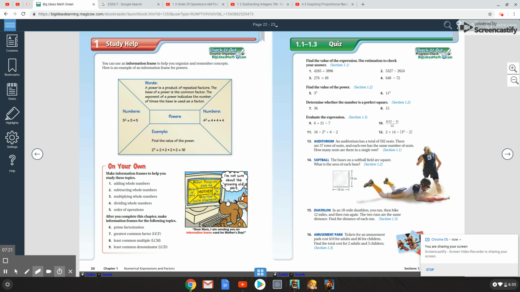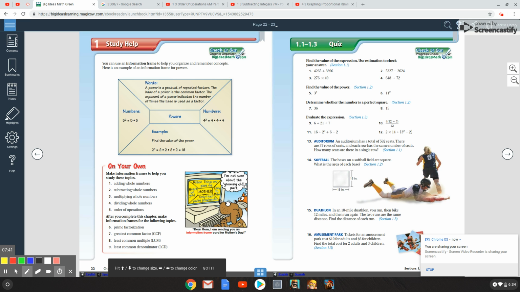Then 14, it's pretty easy. What is the area? Well, area is height times width, or length times width. And as you can see clearly, it's 15 times 15, which I've memorized, and it's 225. That one should be a really easy one. Next, we have number 15, duathlon.